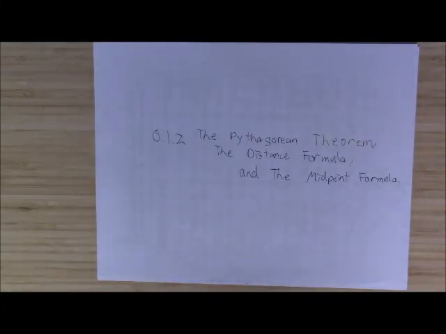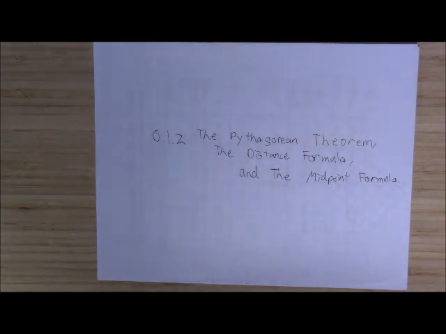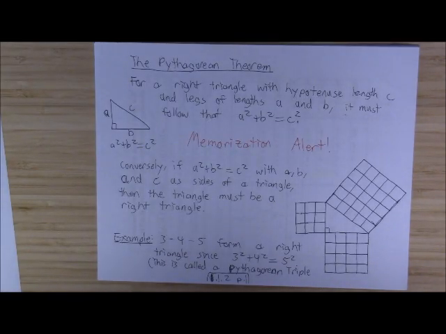Okay, in this video we'll be talking about the Pythagorean theorem, the distance formula, and the midpoint formula. So the first result we're going to talk about is the Pythagorean theorem.